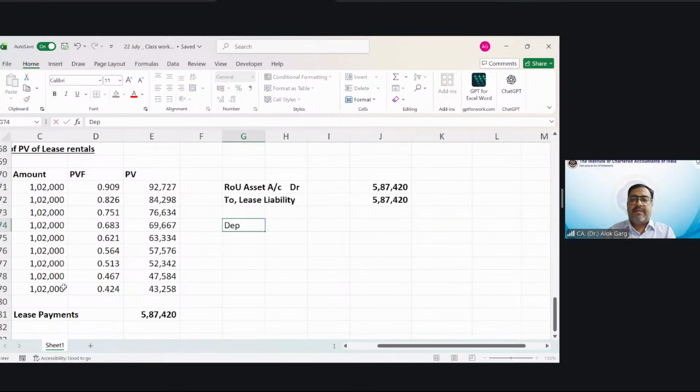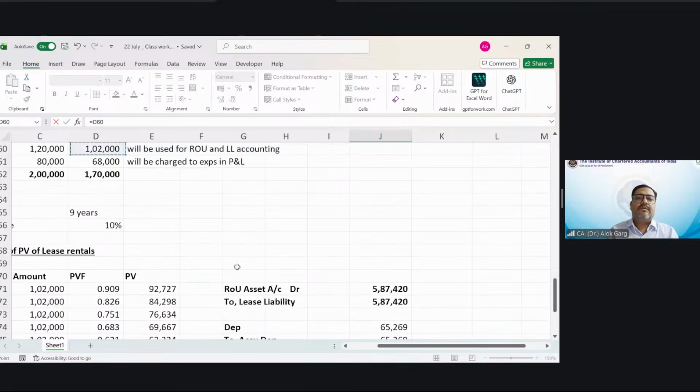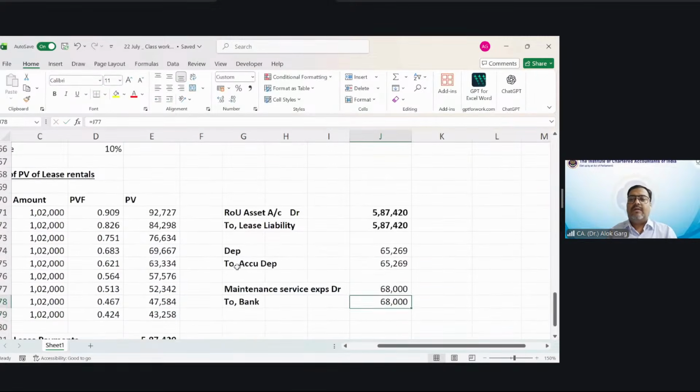And what will go to the P&L? Depreciation to accumulated depreciation or ROU asset, right? This will be another entry. In the first year, this is divided by 9 because 9 years is the lease period. Then the maintenance service expense debit to bank, right? What is the amount? 68,000. Okay.